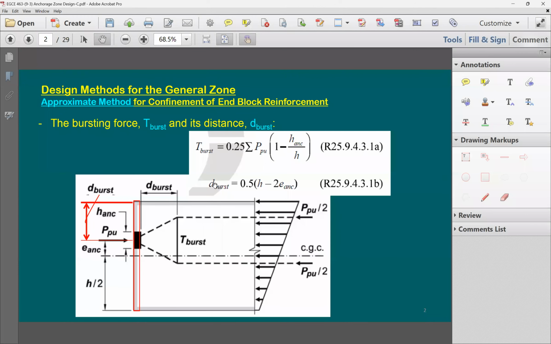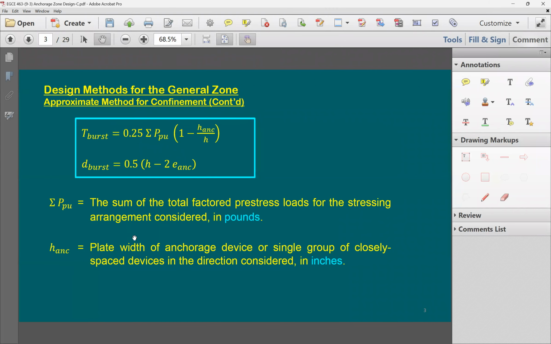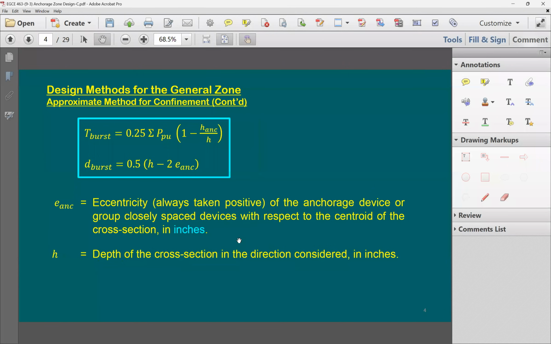Now, the location of the bursting depth, the distance from here to there, is going to be the same as the distance in the x direction for the location of the ties. In this slide, I'm just repeating the same equation and giving you definitions. What does it mean by the summation of P sub PU and H of the anchor? How can you figure it out? Again, here is the definition for the eccentricity, and how it is done.